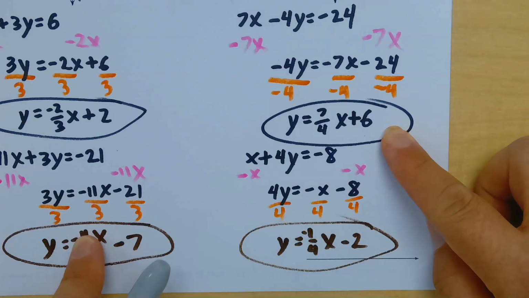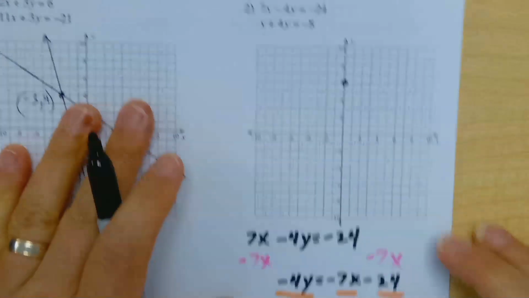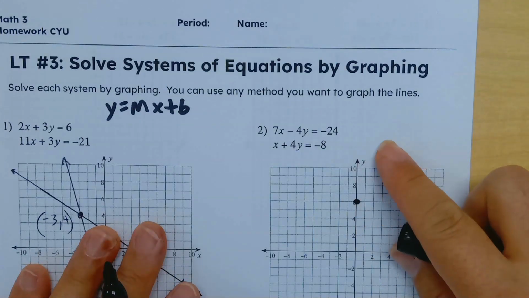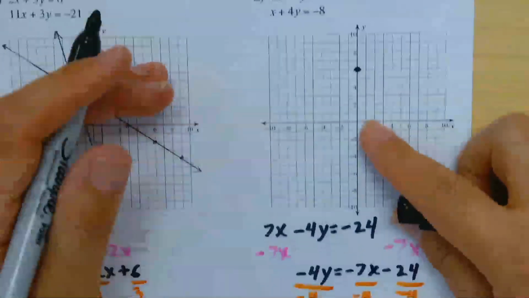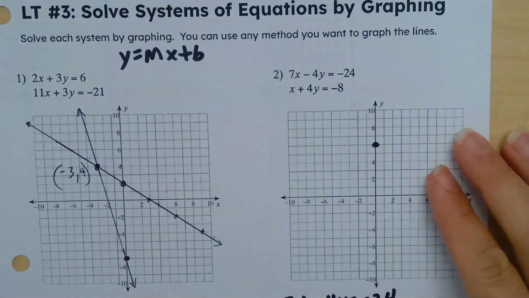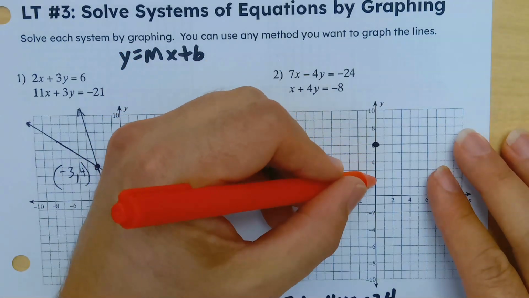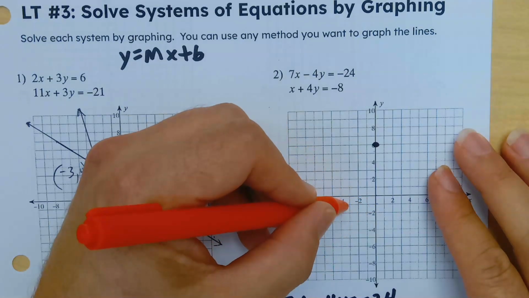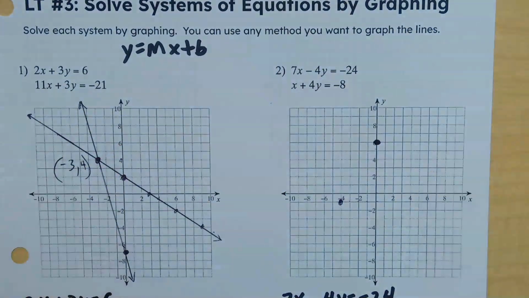The slope-intercept is 6. So I'm going to go slope-intercept at 6. And my slope is 7 over 4. I can't really go up 7 because I'm off the graph. So I'm going to go down 7 and to the left 4, because my slope is 7 over 4. So down 7: 1, 2, 3, 4, 5, 6, 7. And to the left 4. Okay. I'm going to draw that line.